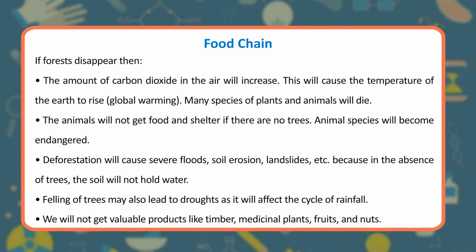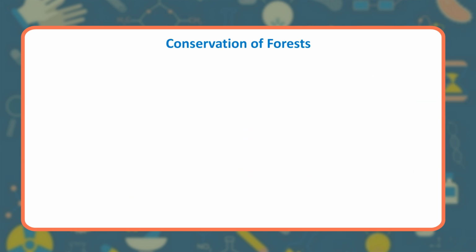The animals will not get food and shelter if there are no trees. Animal species will become endangered. Deforestation will cause severe floods, soil erosion, landslides, etc. because in the absence of trees, the soil will not hold water. Felling of trees may also lead to droughts as it will affect the cycle of rainfall. We will not get valuable products like timber, medicinal plants, fruits, and nuts.